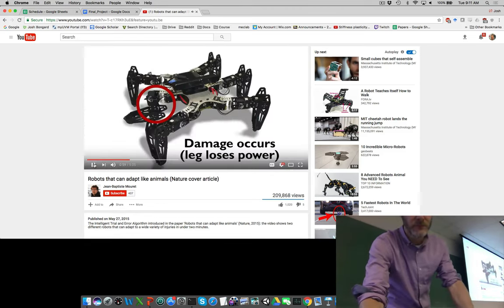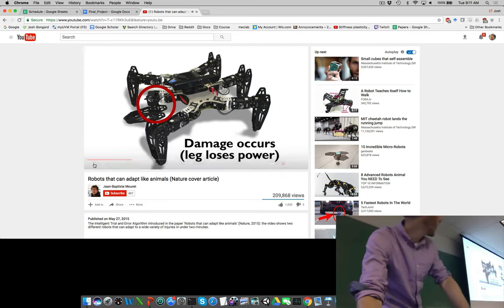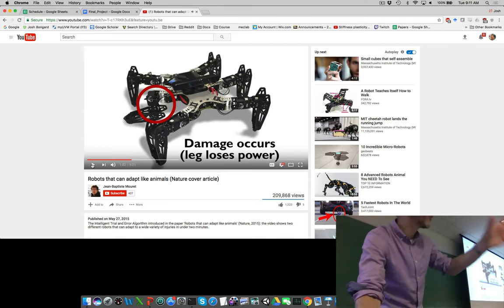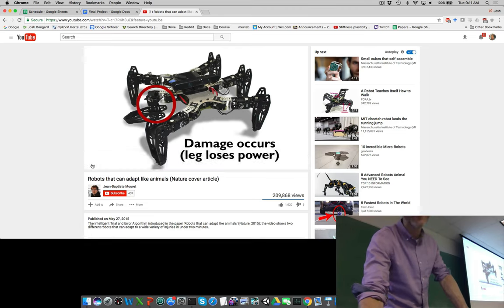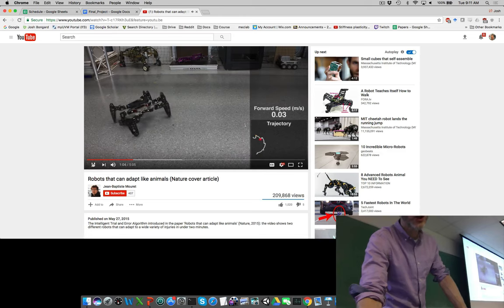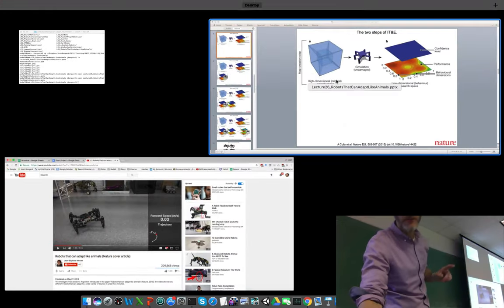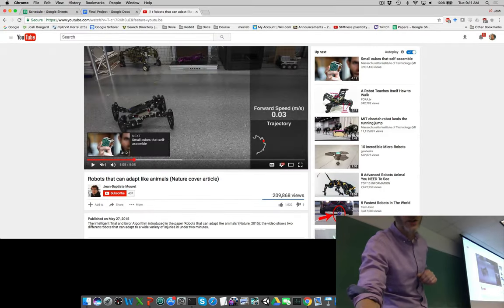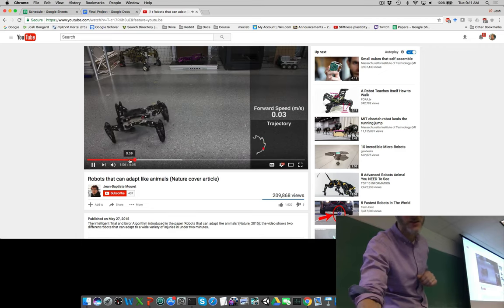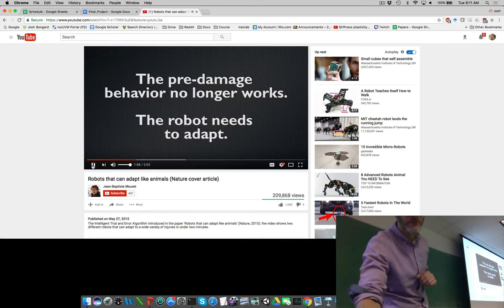Okay. Now they damage the robot. In this case, they did a whole bunch of different ways of damaging the robot. In this case, the leg just lost power. They didn't lop it off. They took that best controller, this one up here, which they believed was going to work well because it worked well on the simulated undamaged hexapod. And as you can imagine, on the physical damaged robot, it doesn't do much of anything, right?